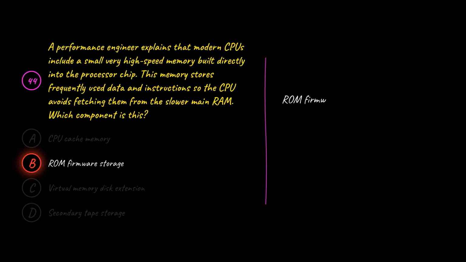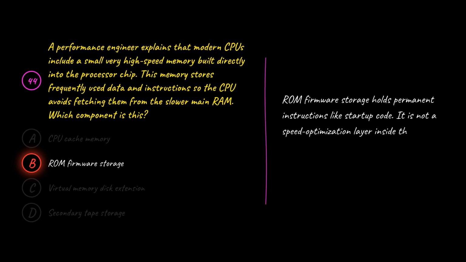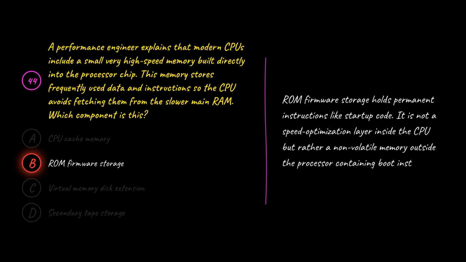B is wrong because ROM firmware storage holds permanent instructions like startup code. It is not a speed optimization layer inside the CPU, but rather a non-volatile memory outside the processor containing boot instructions and other fixed firmware.